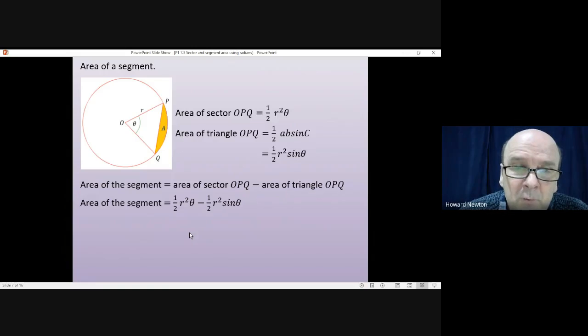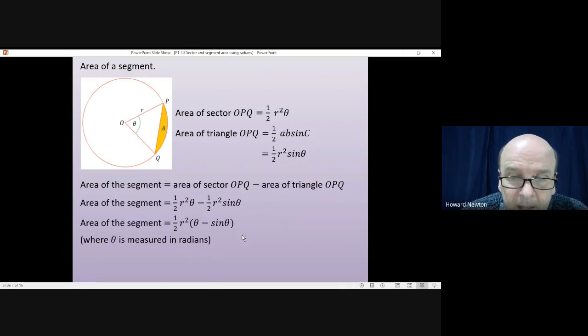And that is what I'd normally remember on these questions, that the area of the segment is the whole sector, take away the triangle, and you find the area of the triangle using the trigonometric rule, a half r squared sine theta. Or it is possible to join these together to get a formula for the area of a segment. And by factorizing that, we can get the formula. The area of a segment is equal to a half r squared into theta minus sine theta, where, as always, theta must be measured in radians.